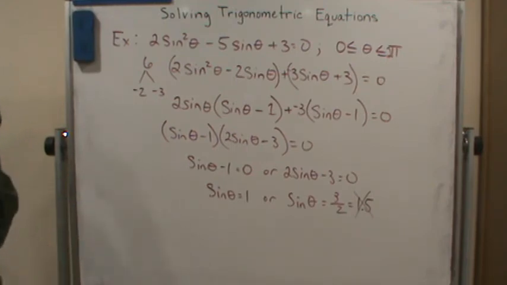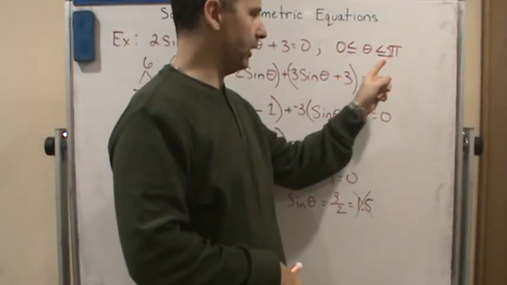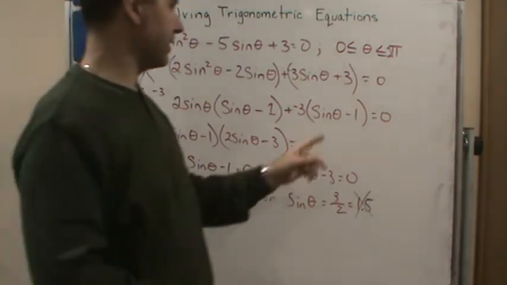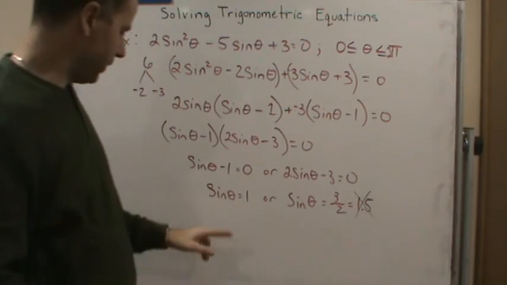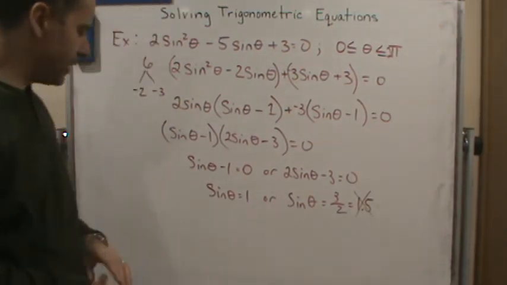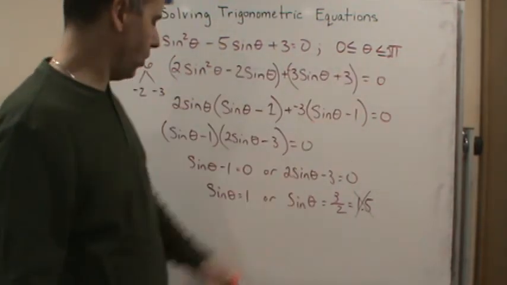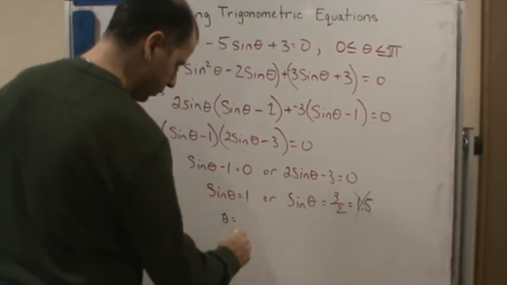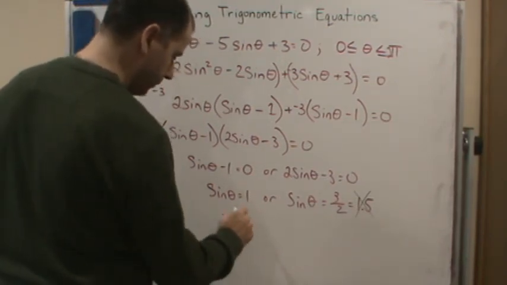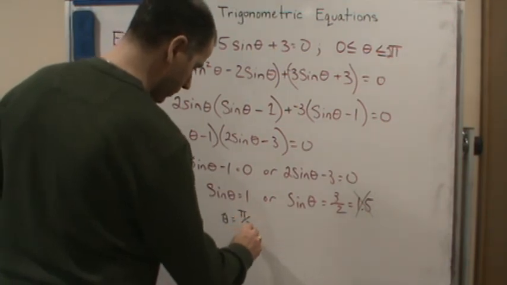Actually, it doesn't matter in this case whether you have an equal sign, because the sine of 0 and 2 pi are both 0. So the sine of theta is 1. Well, it's only going to be 1 on this interval. It's only going to be equal to 1 at theta equal to pi over 2.